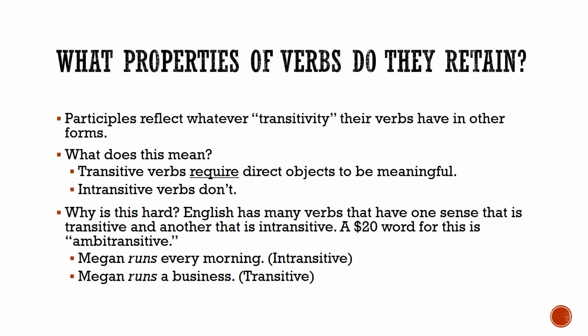Now, why is this hard? English has lots of verbs that have one sense that's transitive and another that is intransitive. And one of my favorite words for this is ambitransitive. This really doesn't have anything to do specifically with the word, because the example I'm going to give you is effectively two separate words, right? Even though they look the same, they have radically different meanings. Megan runs every morning. Now, that's intransitive. It doesn't require anything for her to act on. Megan runs a business. Now, that's transitive. The business is required for us to understand exactly what she's doing.